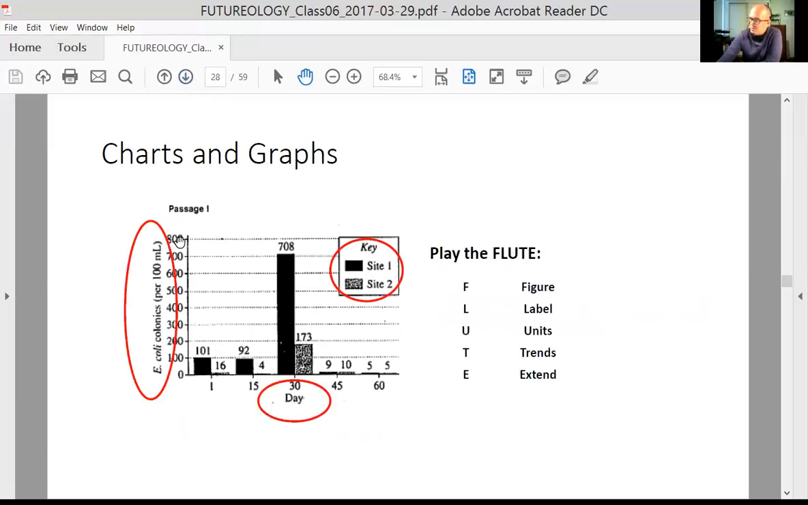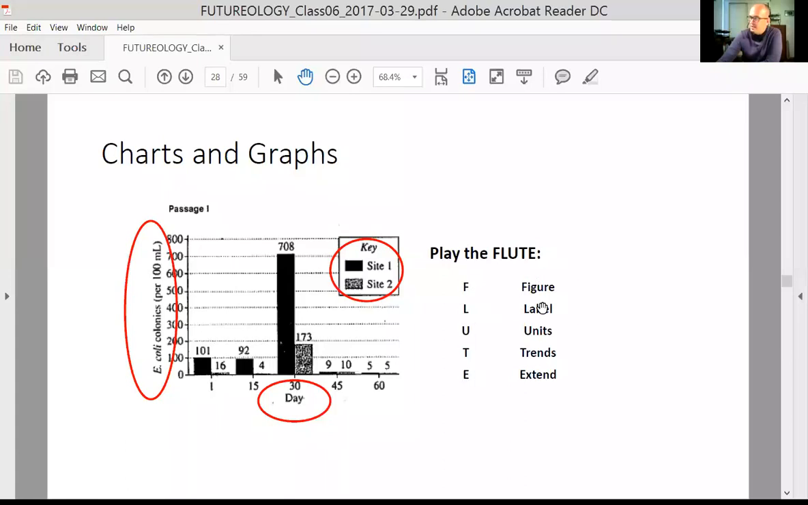So one way that you can think about looking at charts and graphs is by playing the FLUTE. This is the instrument that you can use. It just turned out to be a flute. It's kind of funny that it is a flute, but it's a flute. This is kind of like the PEMDAS step in the math. First, you always look at the figure. It'll say if it's figure 1 or figure 2, or it'll say if it's table 1 or table 2, but that's the same thing as the figure.